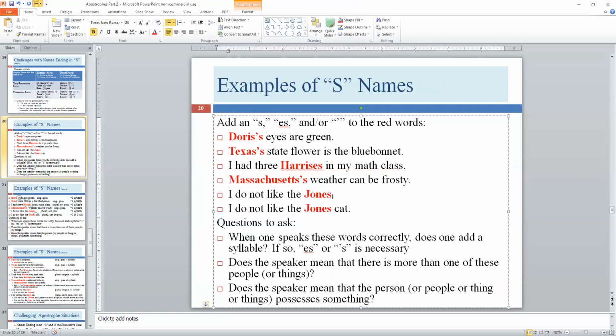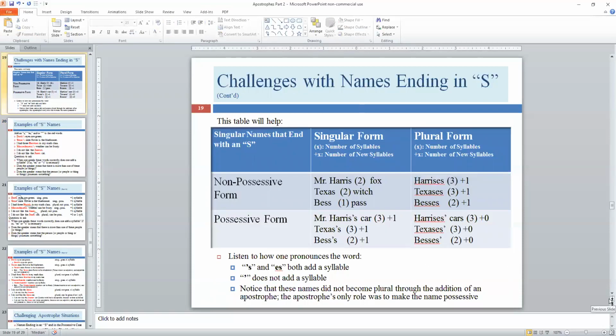I do not like the Joneses' cat. Okay, I'm going to assume for this example that there's a whole lot of Joneses in this family. Because it would be odd if you're just talking about Bob Jones's cat to say the Jones cat.